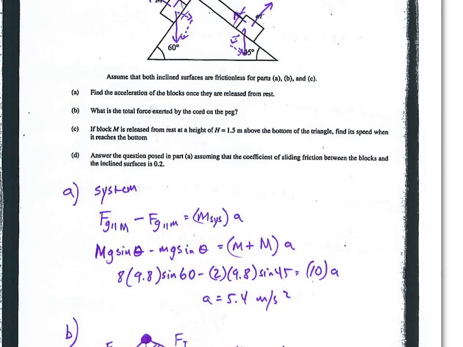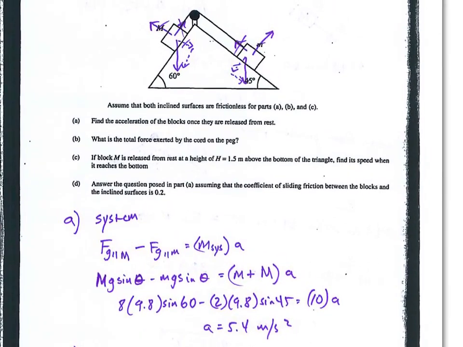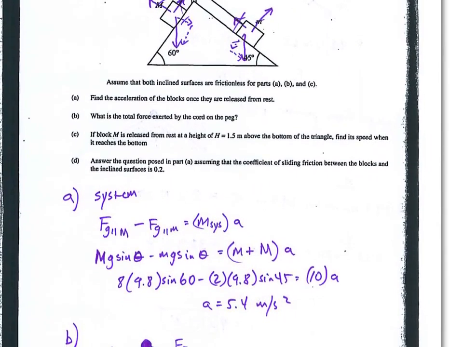Now for these problems, just as a quick check, anytime you're dealing with these kinds of acceleration problems, ramp, pulley, anything like that, your acceleration should never be bigger than 9.8, because it's not going to accelerate quicker than gravity itself. So just keep that in mind.